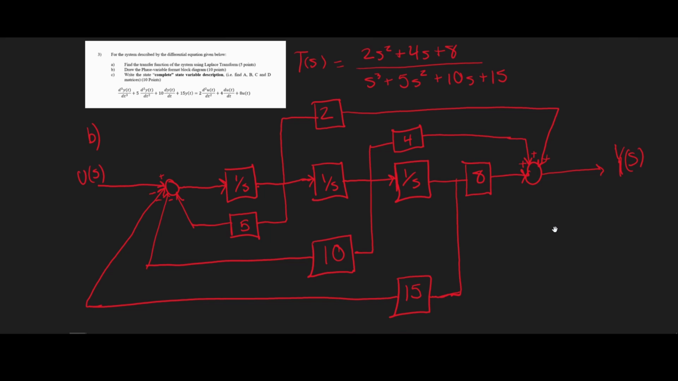Just wanted to point out the nodes, just so it's clear. This node is S cubed. We have S squared, S, and that is our final answer for part B.